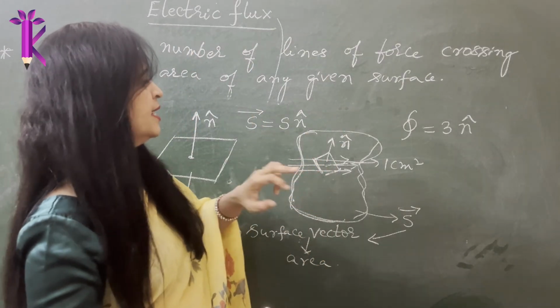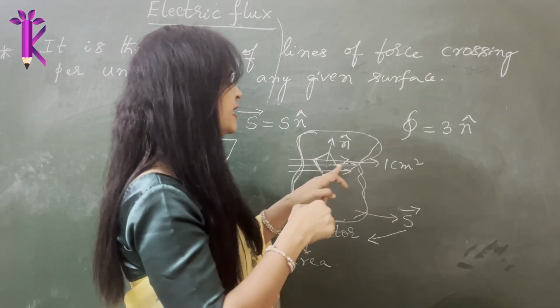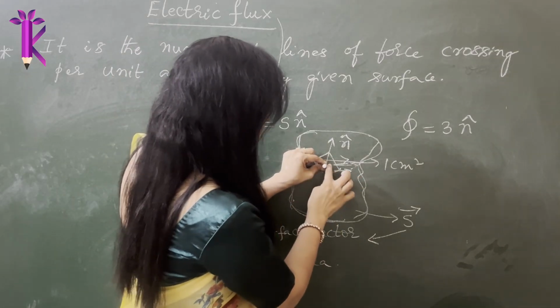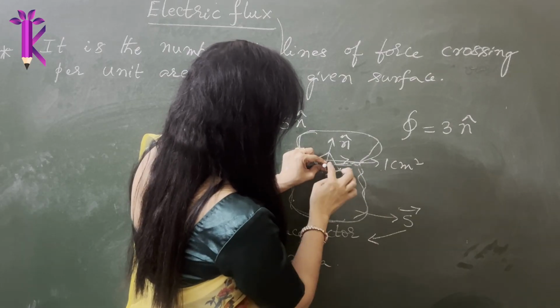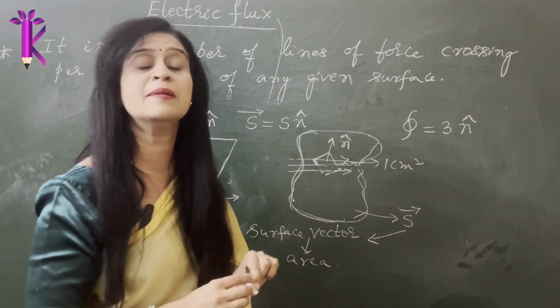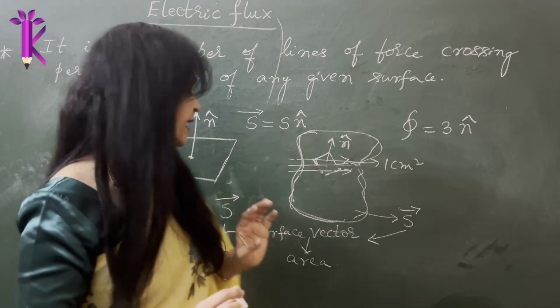Okay, it is making a certain angle with the electric field. So if it is coming in this direction, you see the electric field is in this direction, and the area is coming out in this direction. What is the angle between them? The angle between them is 90 degrees.